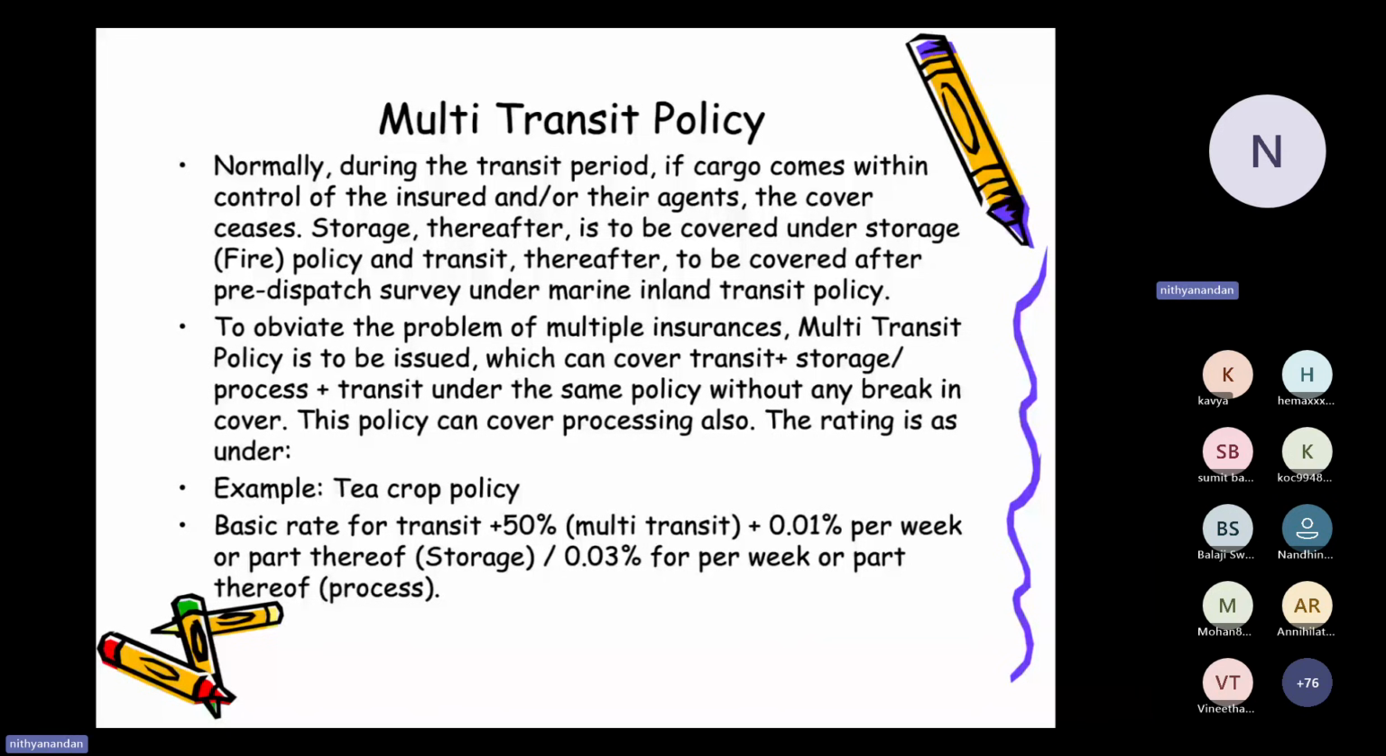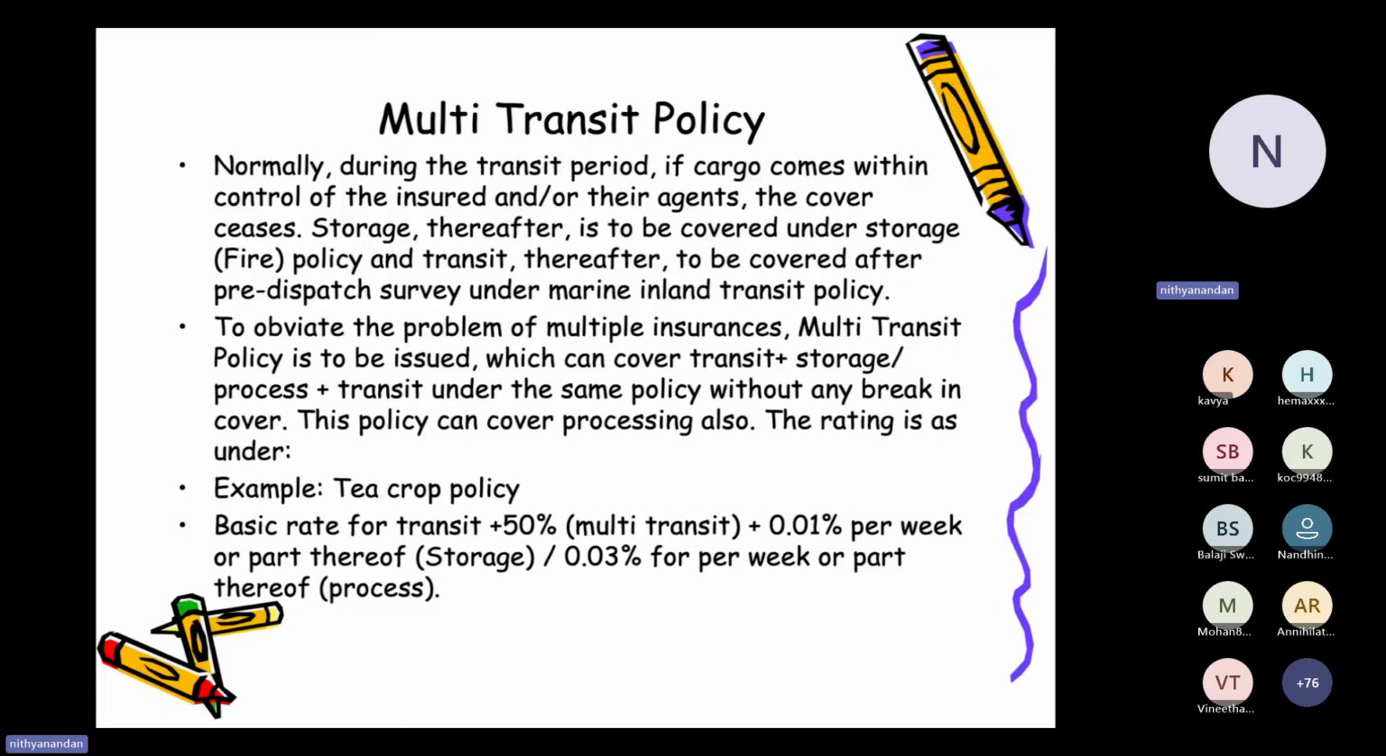Tea crop policy covers the time the leaves are plucked from the tea plants. The cover starts. The tea leaves are brought to the warehouse: transit risk. In the warehouse, it is storage risk, and processing risk in the factory. Again coming back to the warehouse, and then transit to the wholesaler and to the retailer place: transit risk. Retailer place, it is storage risk. So all risks are covered.